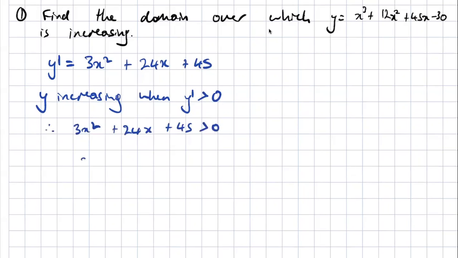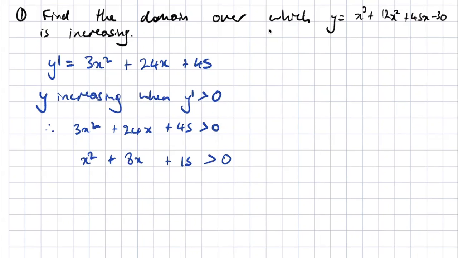So dividing the first by 3, I get x squared. Dividing 24 by 3, I get 8x. Dividing 45 by 3, I get 15. And then dividing the right-hand side by 3, I end up with 0 still, which is really nice for us. Now that just makes it much easier for us to factorize a monic quadratic.